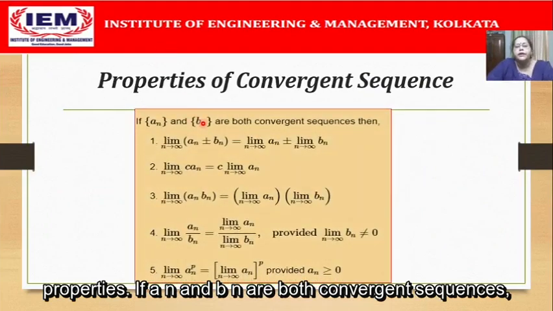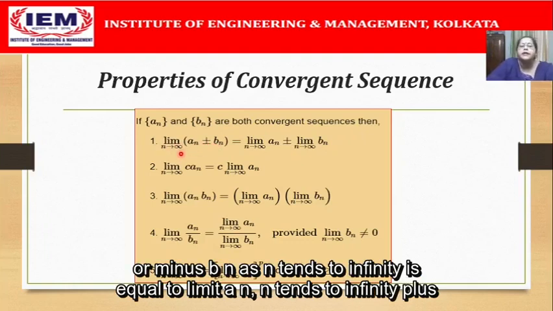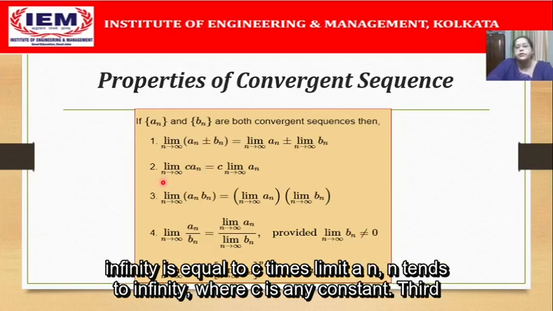If a_n and b_n are both convergent sequences, then number 1, limit of a_n plus or minus b_n as n tends to infinity is equal to limit a_n as n tends to infinity plus or minus limit b_n as n tends to infinity. Number 2, limit of c multiplied with a_n as n tends to infinity is equal to c times limit a_n as n tends to infinity, where c is any constant.